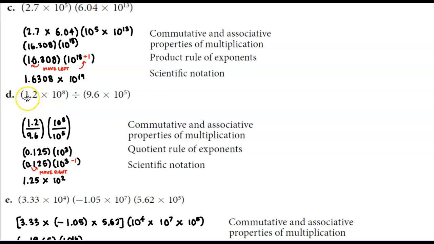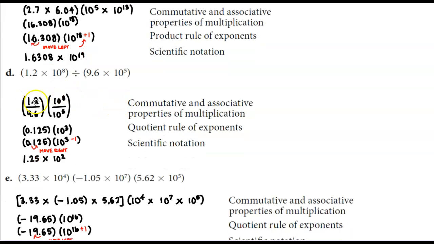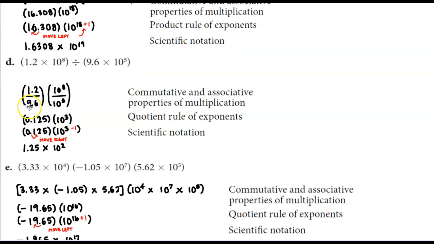In part D, we have 1.2 times 10 to the 8th divided by 9.6 times 10 to the 5th. So we have 1.2 divided by 9.6 times 10 to the 8th divided by 10 to the 5th. Now 1.2 divided by 9.6 gives us 0.125. 10 to the 8th divided by 10 to the 5th gives us 10 to the 3rd power.